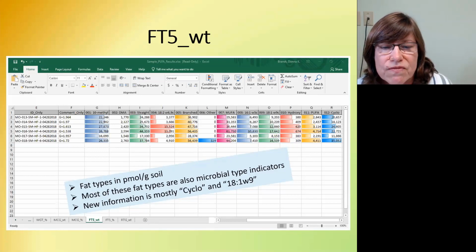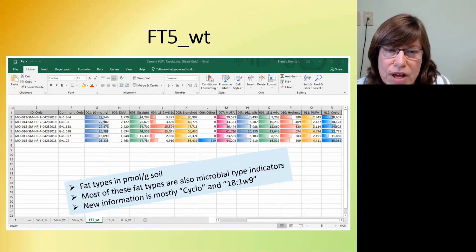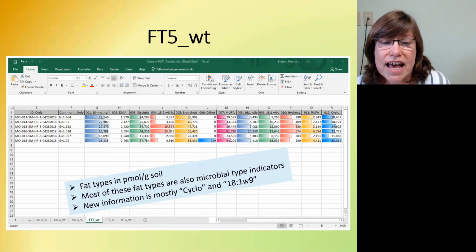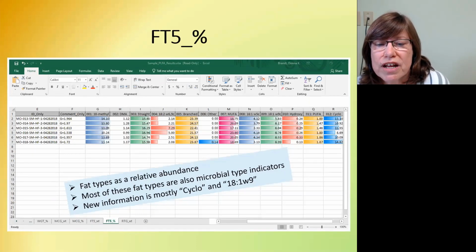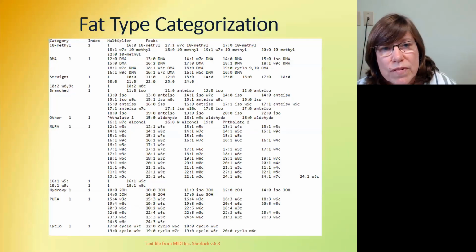these categorized as fat types. This is not used quite as much as the organism types, and a lot of this is sort of redundant, like the 10-methyl that indicates the Actinobacteria. There's some new information given here, and those can be used also. Again, we give the information on how all the fat types were categorized.